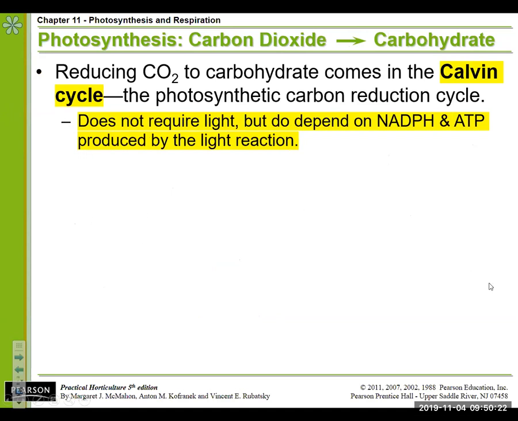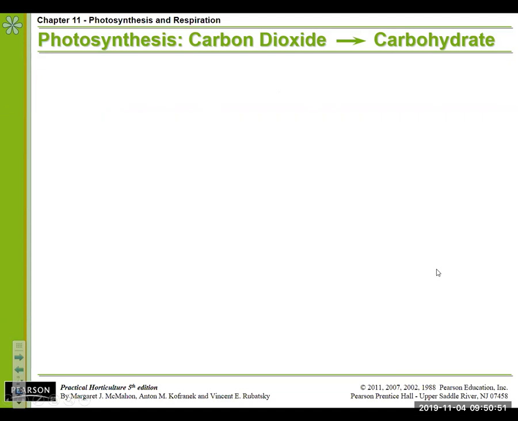The reduction of carbon dioxide to a sugar, to a carbohydrate, happens in the Calvin cycle, which is basically just the photosynthetic carbon reduction cycle. It doesn't require light, but it does depend on the light reaction molecule NADPH, as well as the ATP that is produced by the light reaction. So although light is not involved directly in the Calvin cycle, it is indirectly involved and drives it, basically.